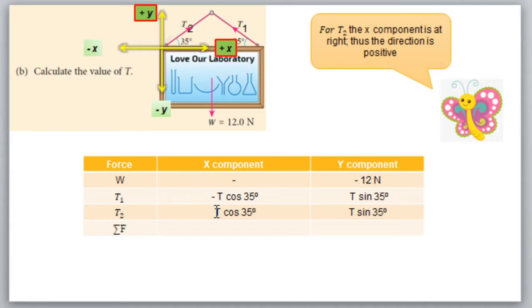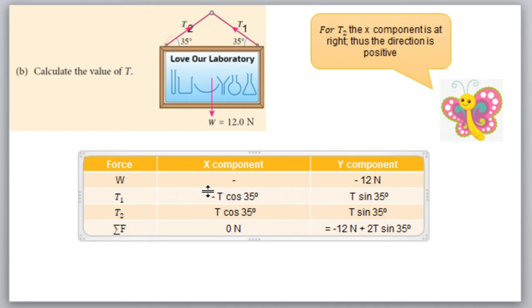Next, we will find the total force acted on the object in x component. So negative T cos 35 plus T cos 35, it will be 0 Newton. And in the y component, negative 12 Newton plus 2T sin 35. So we need to find the value of T.